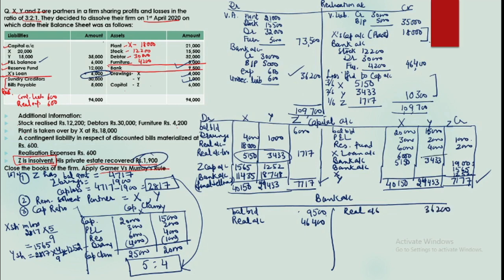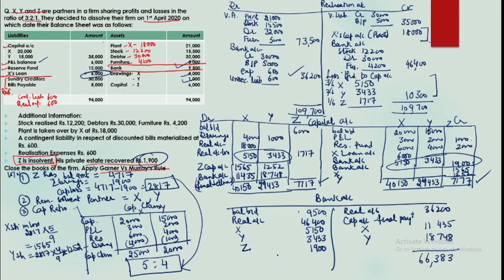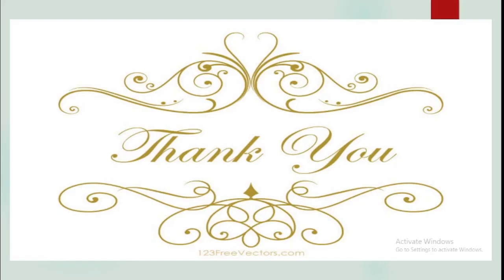Now from the capital accounts, these are the amounts that you are getting. So X, Y and Z. X is bringing 5150, Y is bringing 3433, that is their share in the loss, and Z is bringing 1900. On the other side, we'll show the final payments. Okay, so X and Y, 11,435 and 18,748. So you can total up the amounts. All right, so this is how insolvency is worked out in a problem.